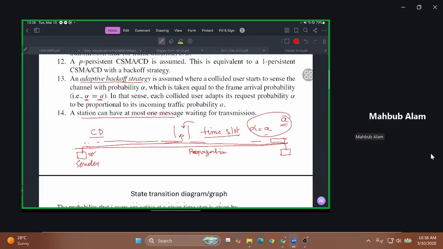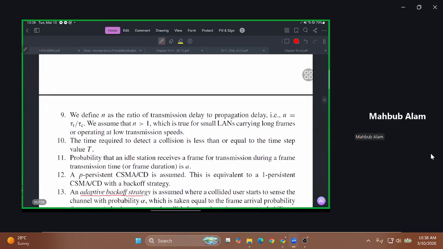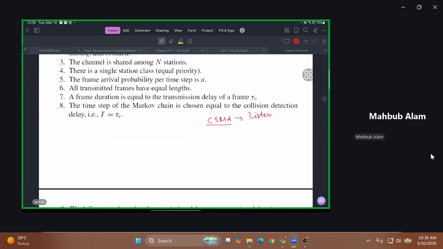And we call this duration tau c. So we can consider the network time is divided into smaller periods. Each period is t equal to tau c, the maximum collision detection time. Either this time period will be a free time period or it will be a time period where a collision occurs.